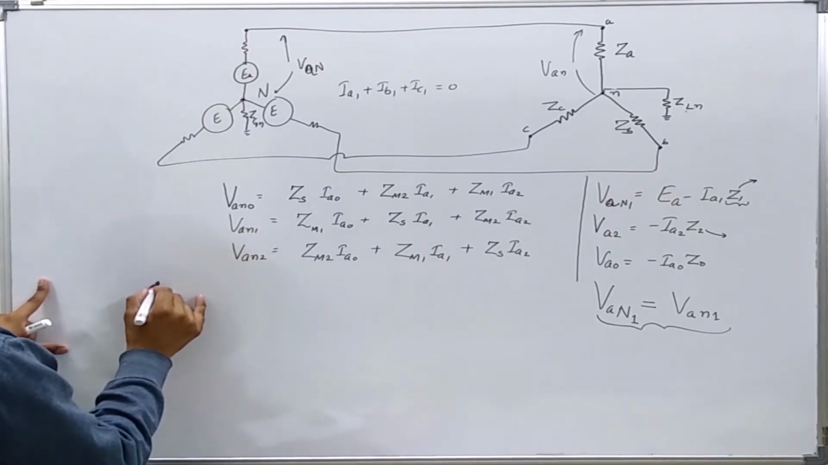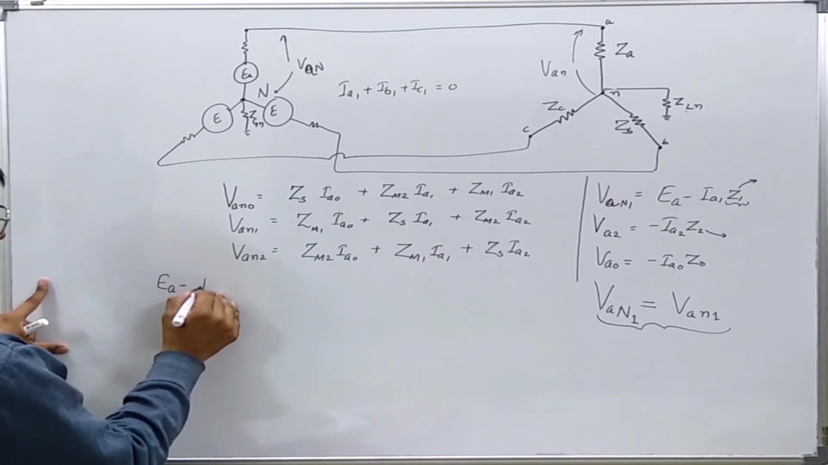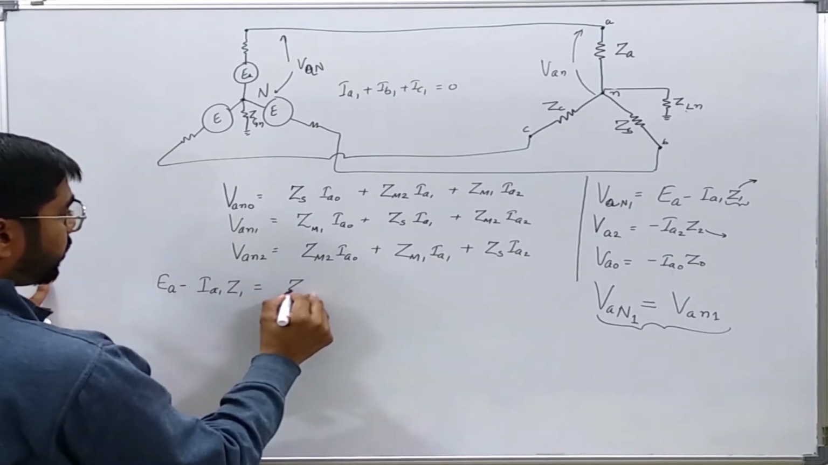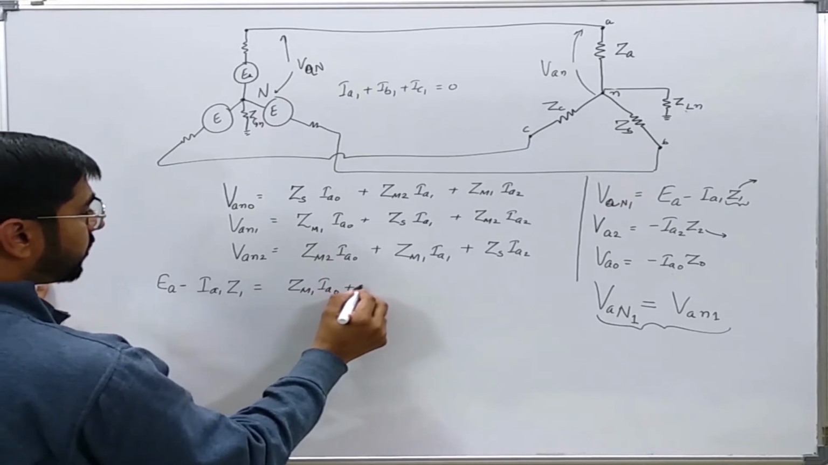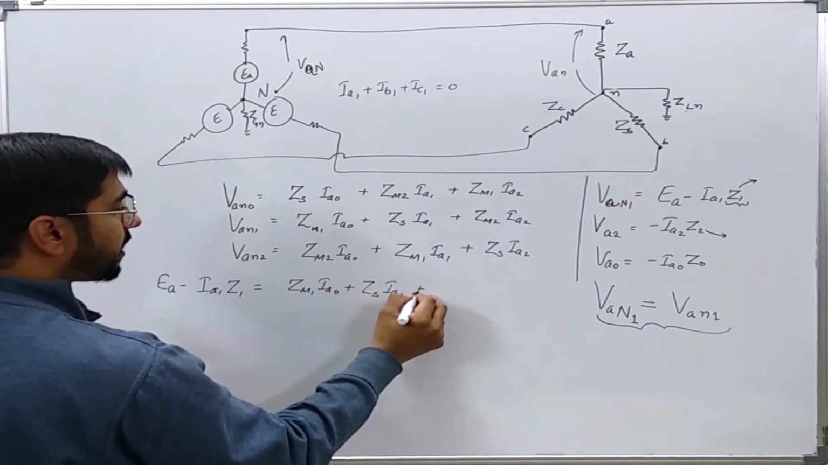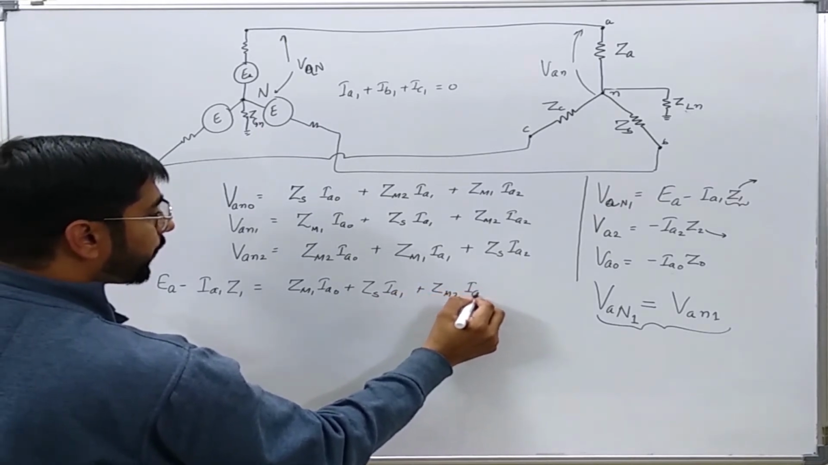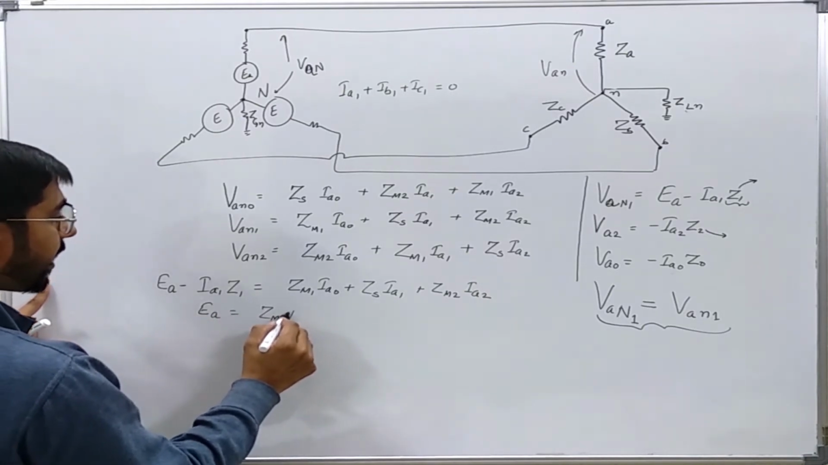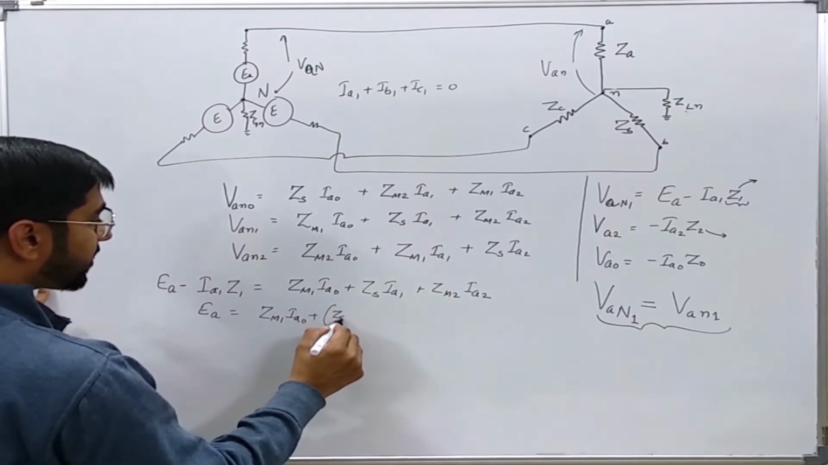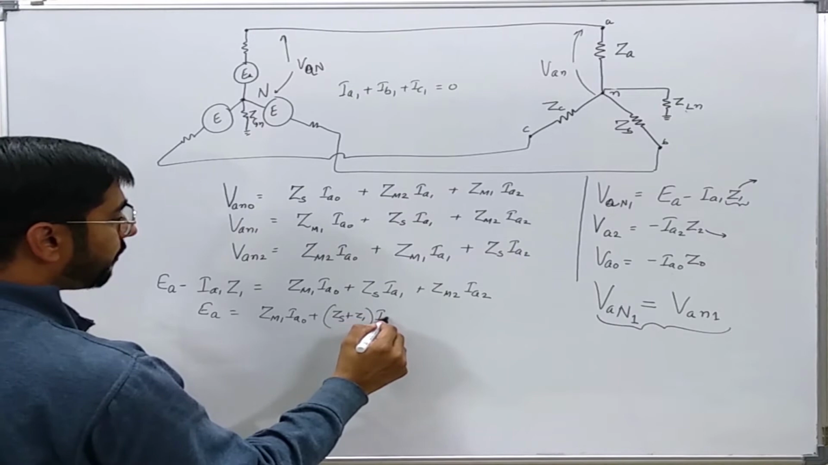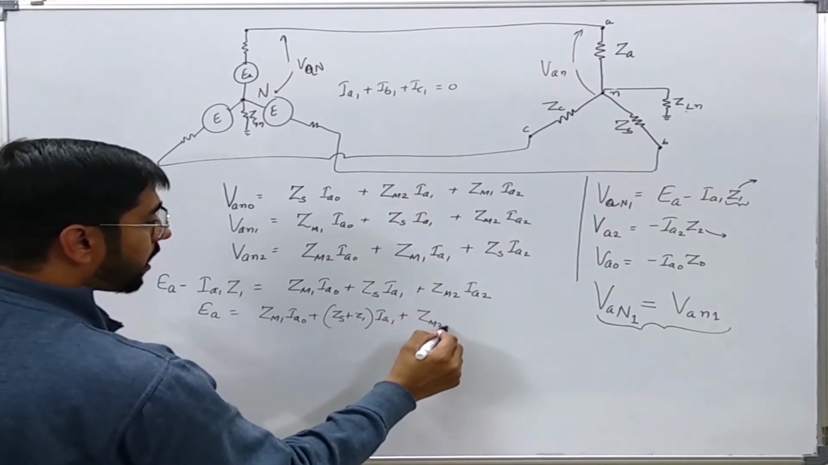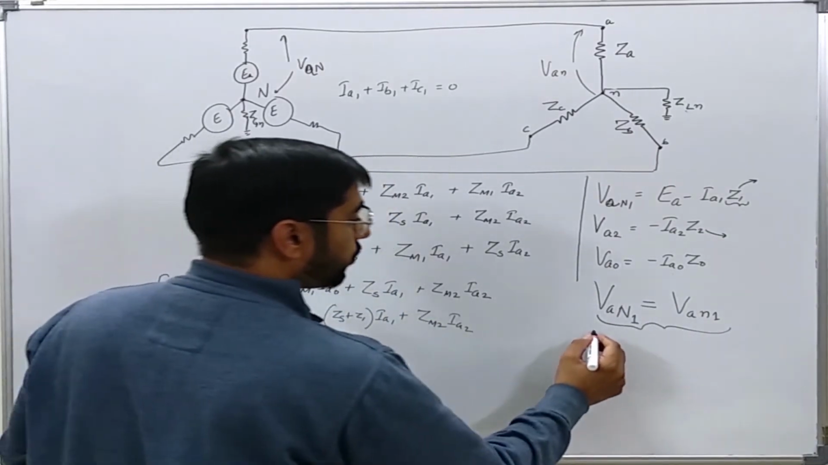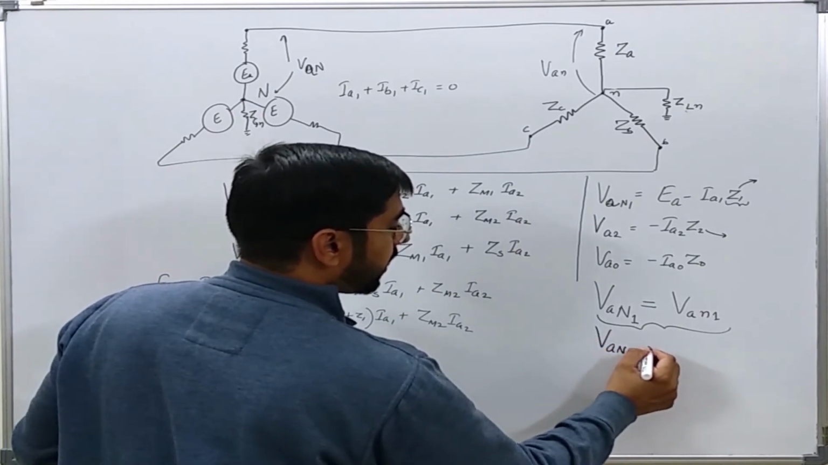Okay, so we can see that EA minus IA1 Z1 is equal to Zm1 Ia0 plus Zs Ia1 plus Zm2 Ia2, or EA equals Zm1 Ia0 plus Zs plus Z1 times IA1 plus Zm2 IA2.